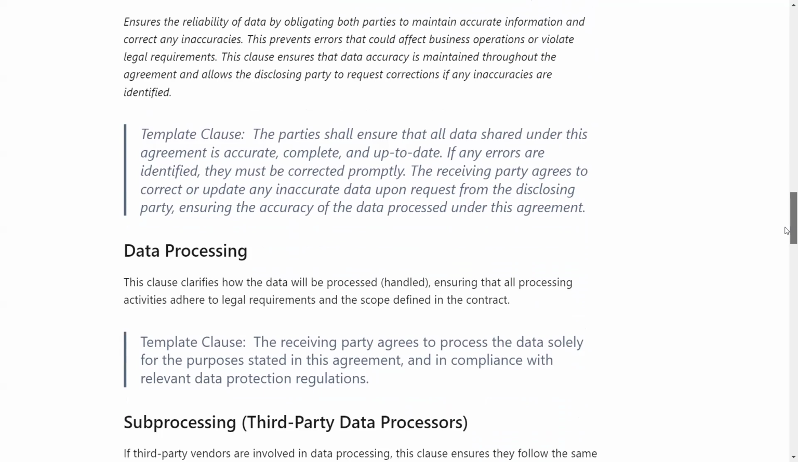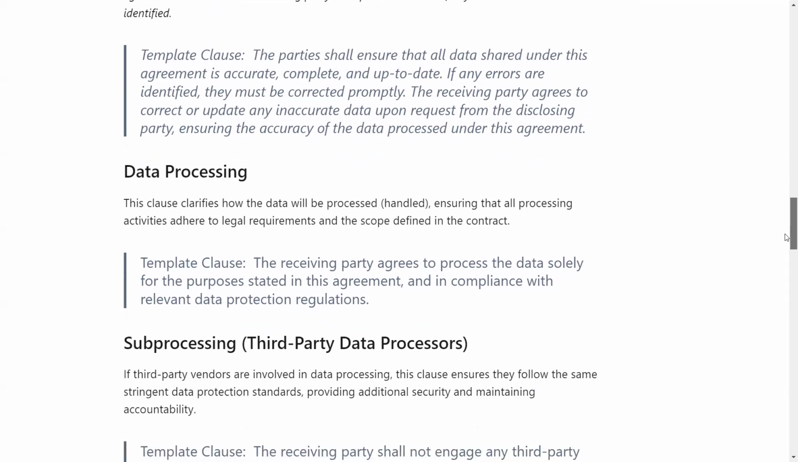Template clause: Parties shall ensure that all data shared under this agreement is accurate, complete, and up to date. If any errors are identified, they must be corrected promptly. The receiving party agrees to correct or update any inaccurate data upon request from the disclosing party, ensuring the accuracy of the data processed under this agreement.